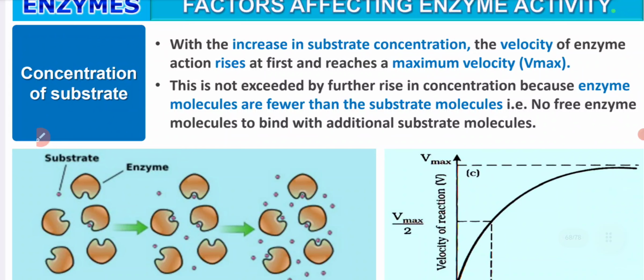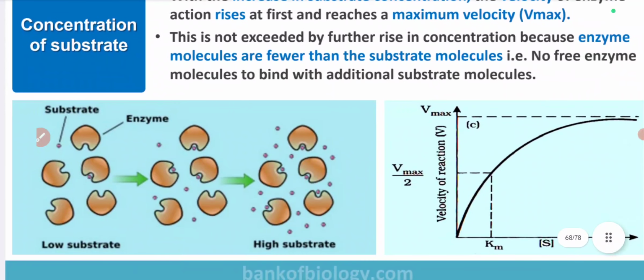Concentration of a substrate. When the substrate concentration increases, the velocity of the enzyme action rises fast and reaches a maximum velocity, Vmax, you can see. This is not exceeded by further rise in concentration because enzyme molecules are fewer than the substrate molecules. That is, there is no free enzyme molecule to bind with additional substrate molecules.